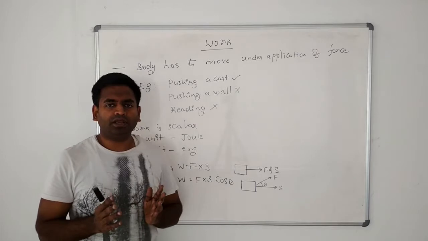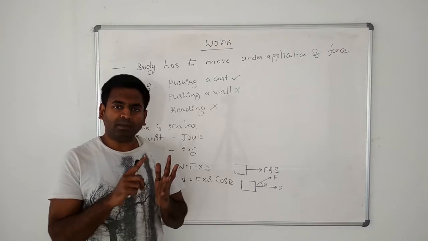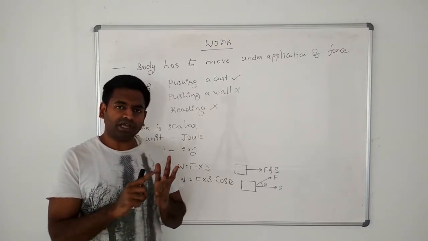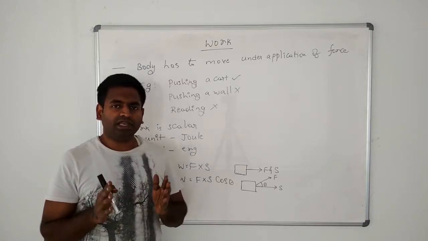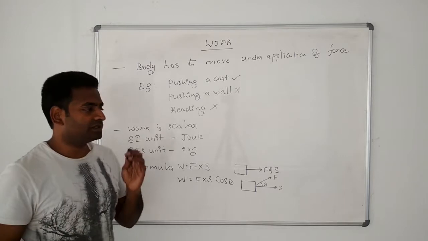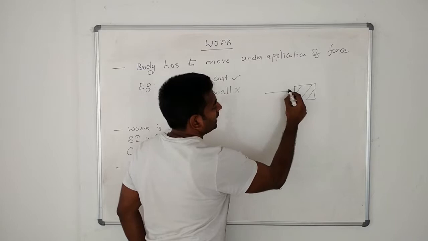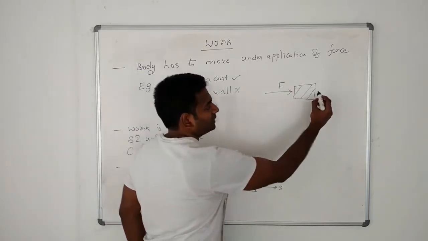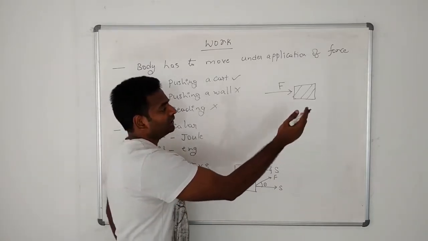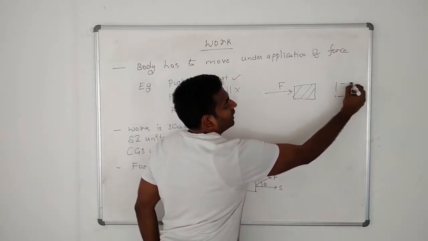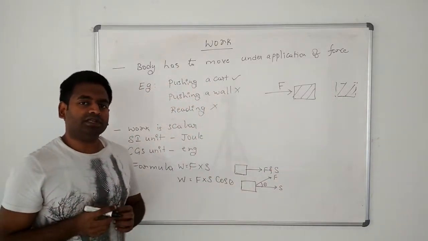There are two things: there is force and there is a body. The force is applied on the body, and when the force is applied, the body has to move. Only then will we say that work is done. For example, take this body. I have applied a force, and the force should move this body by some distance, then we will say that work is done in that case.